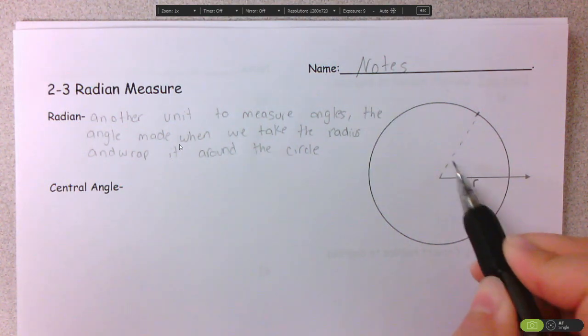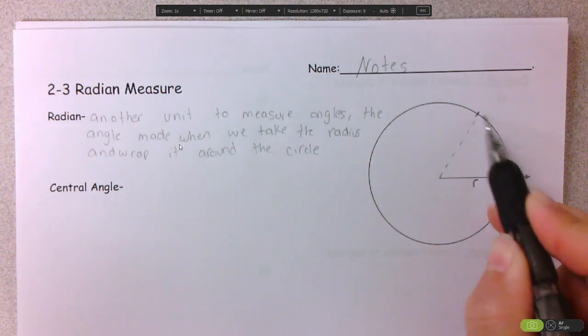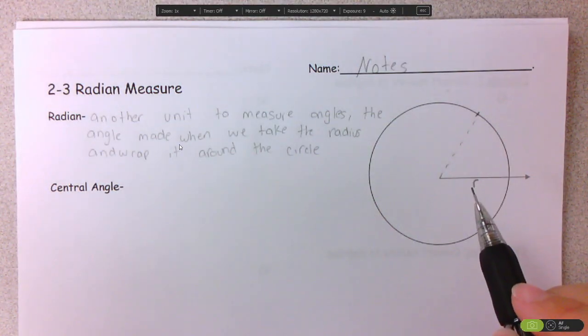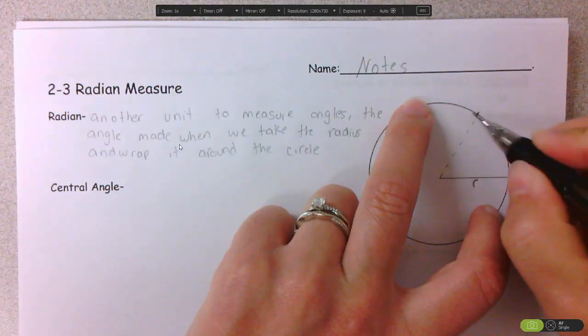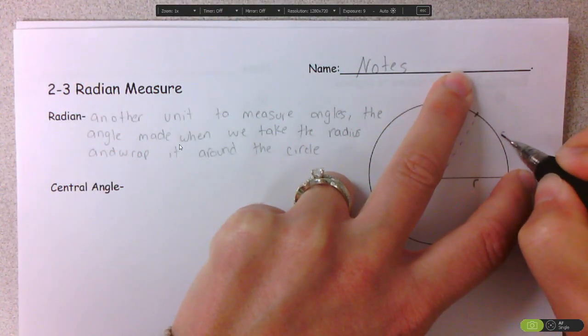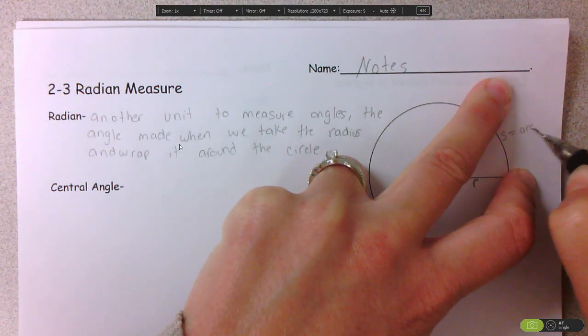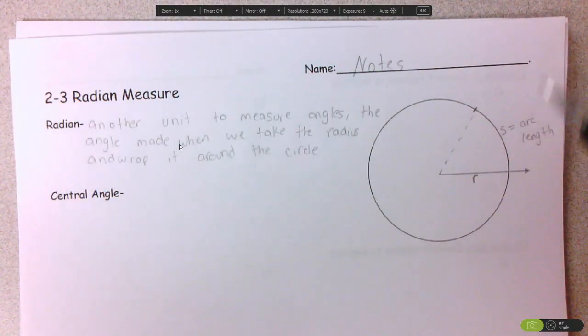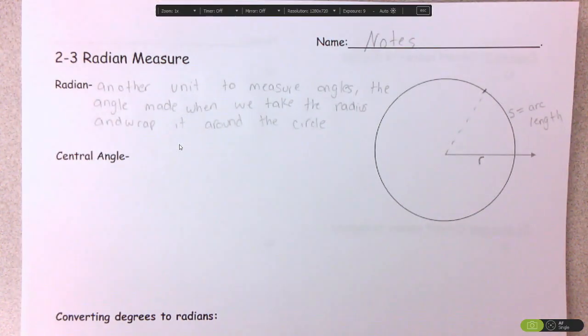Normally we would have it in degrees, but if I take the radius and wrap it around, that's 1 radian on that circle. And this right here is s, the arc length, which you've probably done a little bit with in geometry.